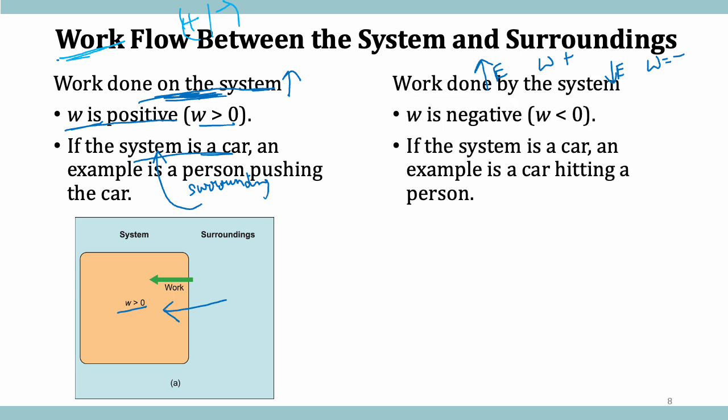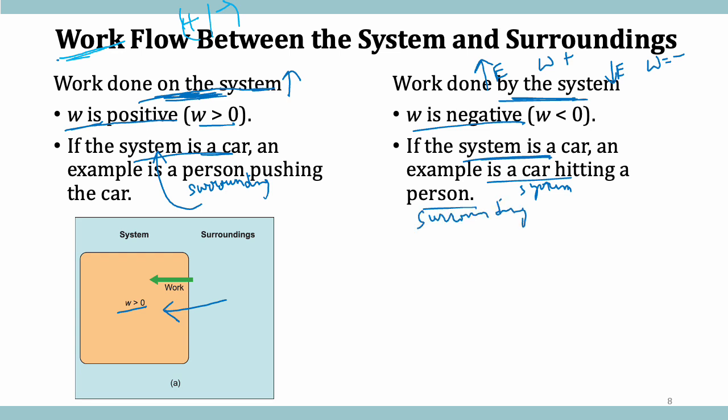The second scenario is when work is done by the system, so the system is doing some work. In that case, what is happening to the system's energy? It should decrease because the system is working, which means W will have a negative sign. For example, again, if the car is the system, and the car hits a person, the car is the system and the person is the surrounding.